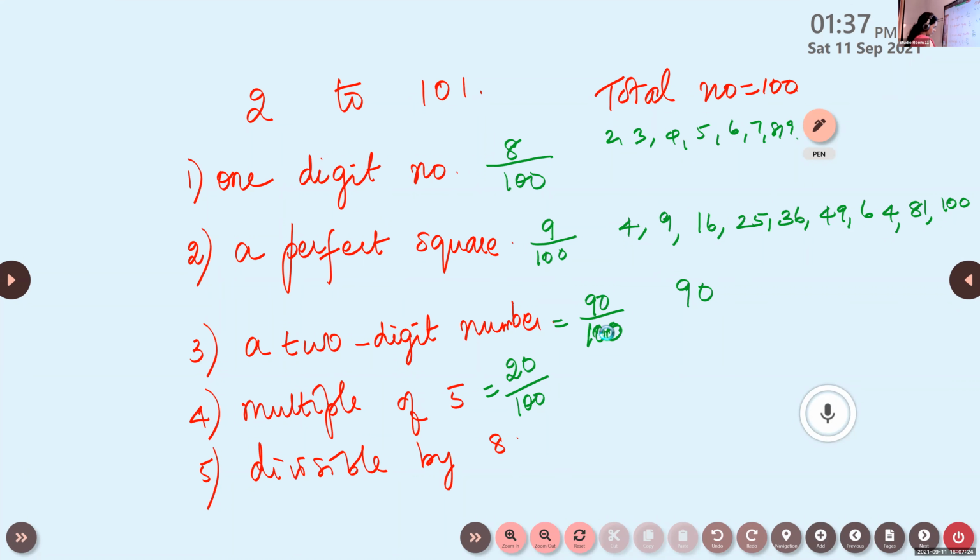Answer is 12. 12 8s are 96. Is it correct? If you take 9, it will exceed 101. 12 9s are 108, isn't it? It will exceed, so it is not possible. Up to 101 only we have. So it will be 12, so it is 12 by 100.